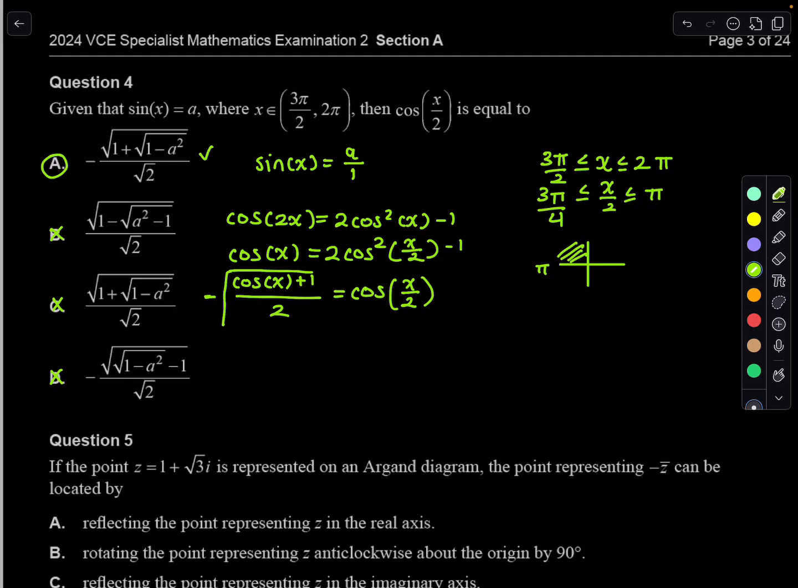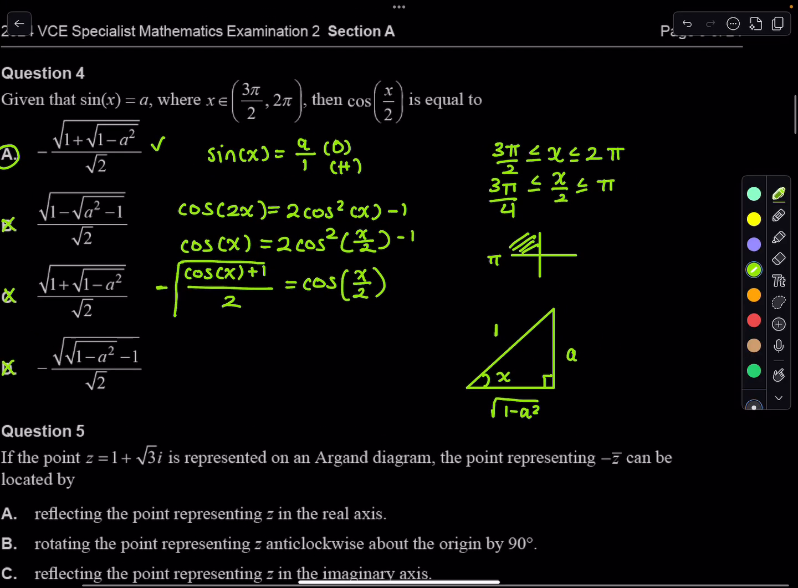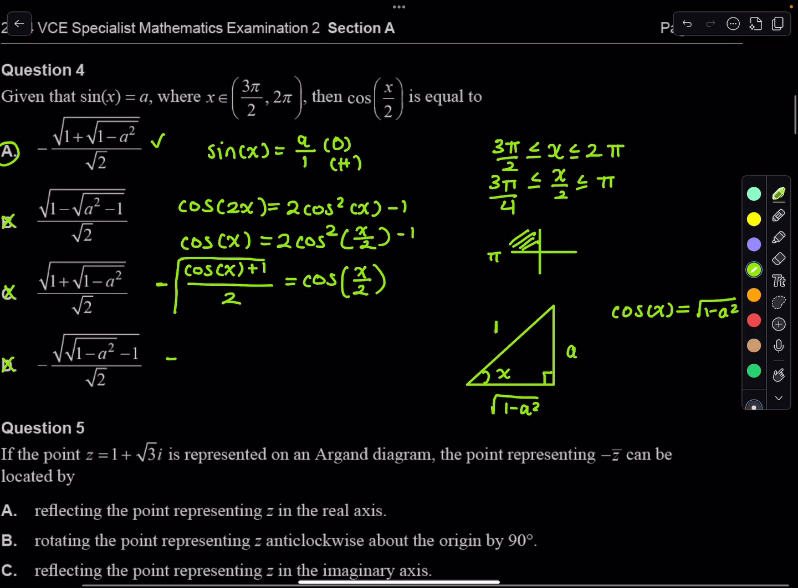So, of course, we have cos x. Now, we have sine x. Why is it so important to have that sine x? It's because if we draw a right angle triangle, and let's call this angle x, our sine is opposite divided by hypotenuse. So our opposite is a, and our hypotenuse is 1. So this part is square root of 1 minus a squared. So what's cos? Cosine x is adjacent over hypotenuse, which is square root of 1 minus a squared over 1, which is just square root of 1 minus a squared. Done. So we can sub that all in.